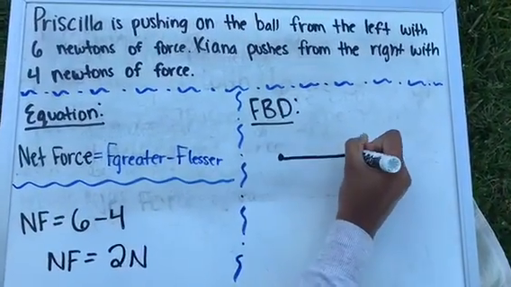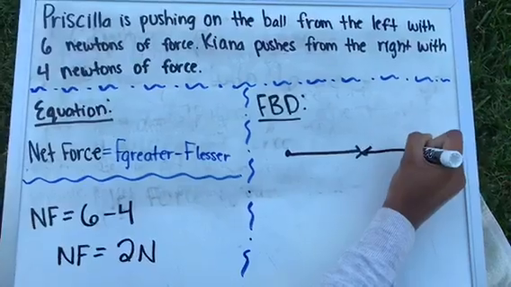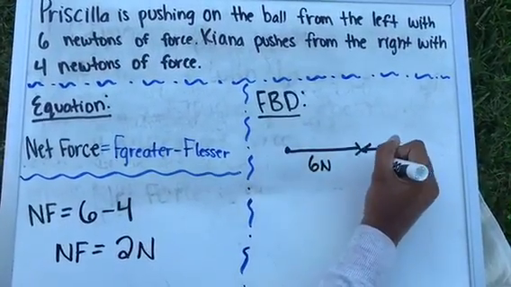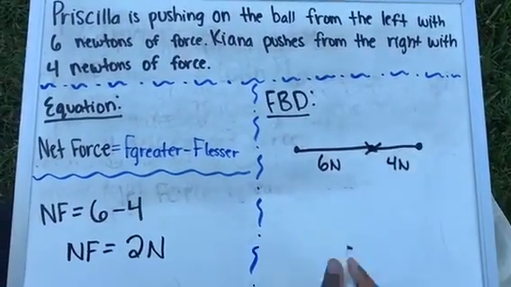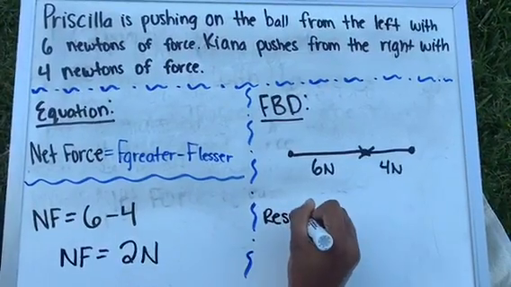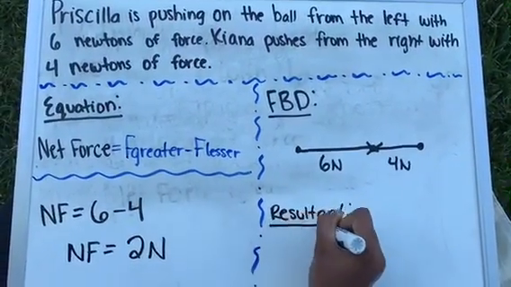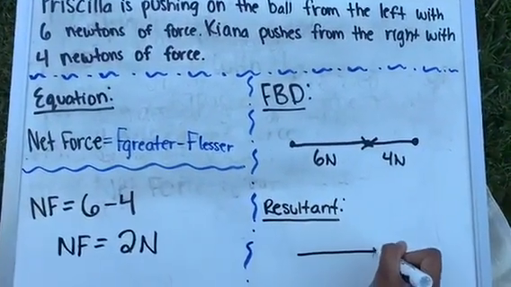To have a clear demonstration of the situation, here is an example of a free body diagram. As you can see, with Priscilla pushing in from the left with 6 newtons of force and Kiana from the right with 4 newtons of force, Priscilla would win with the resultant of 2 newtons of force.